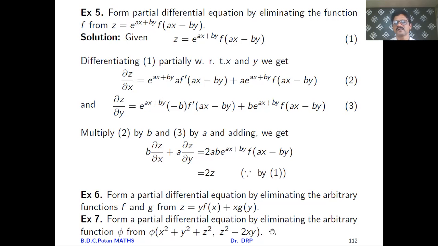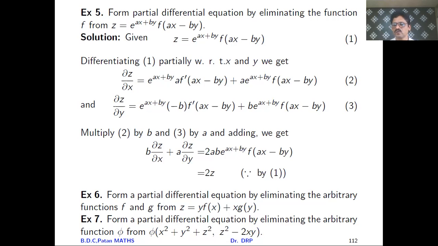Form a partial differential equation by eliminating the arbitrary function phi from phi of x square plus y square plus z square, comma z square minus 2xy. So friends, to solve here this example, either you have to use the method of example number 1 to form the partial differential equation, or you use the method of example number 2. So what is my advice to you? My advice to you is you use method of example number 2 to solve it.